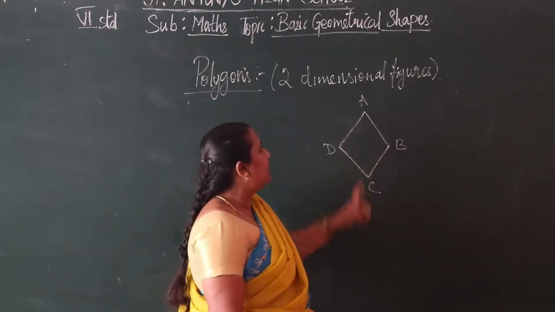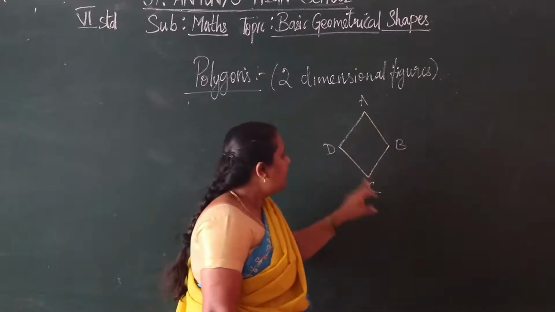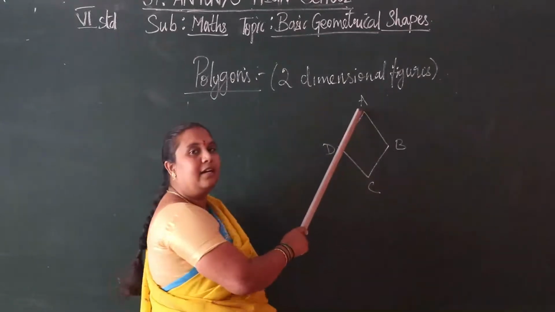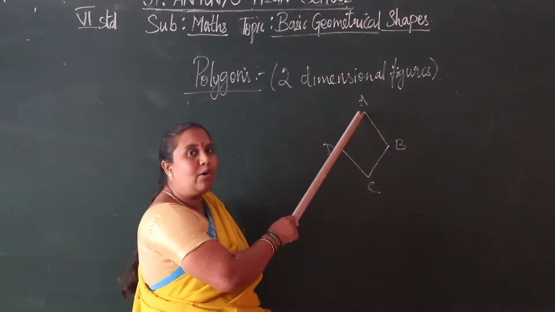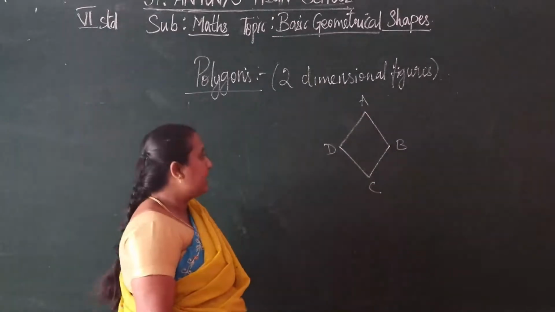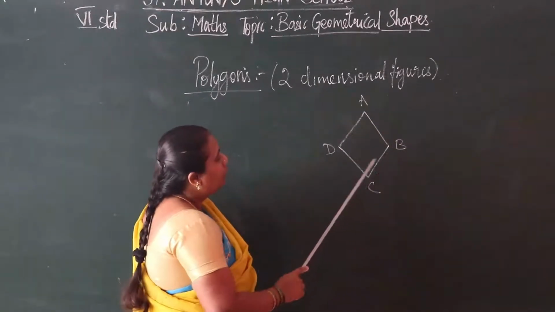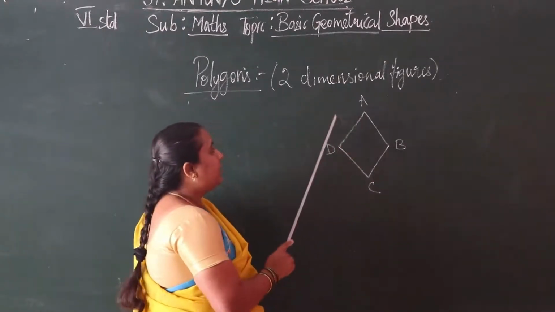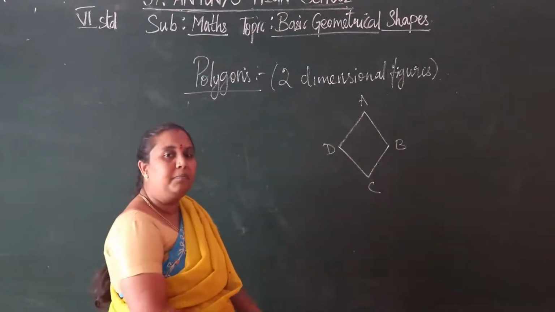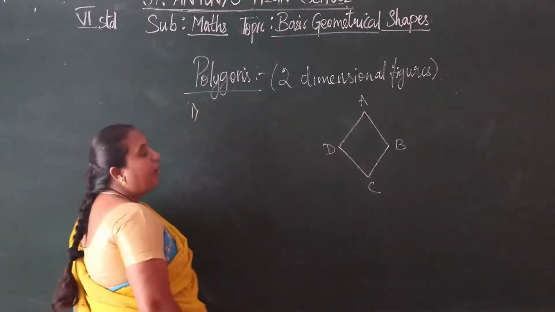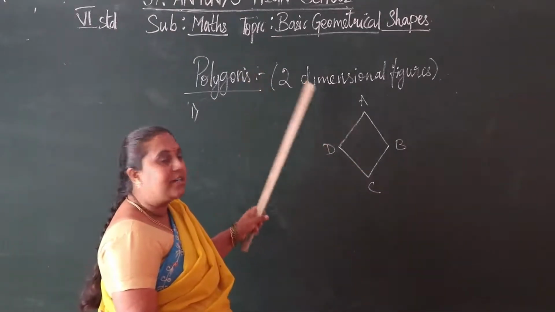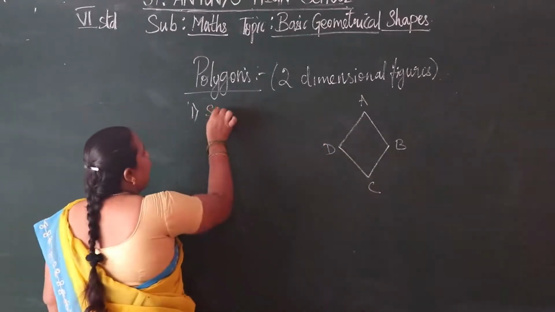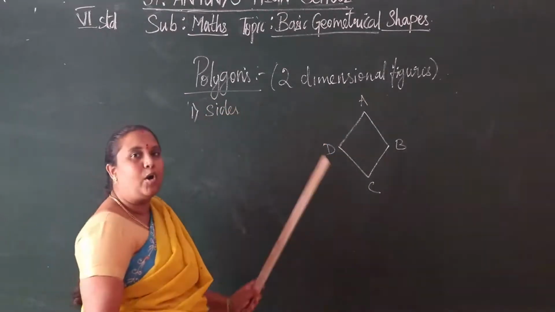So what are the line segments? AB is one line segment and BC is one line segment. And CD is one line segment and DA is another line segment. Here we have how many line segments? Four line segments. See, 1, 2, 3, 4. So these line segments we can say are the sides of a polygon. The first part of the polygon is the sides of the polygon.